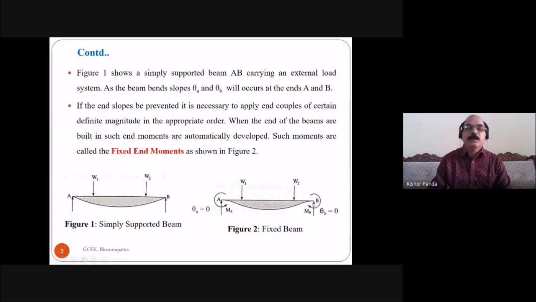How is this prevented? By putting the fixed end moment MA on this side and the fixed end moment MB on this side. If the end slopes are to be prevented, it is necessary to apply end couples of certain definite magnitude in appropriate order. When the ends of the beam are built in, such end moments are automatically developed. And such moments are called the fixed end moments.